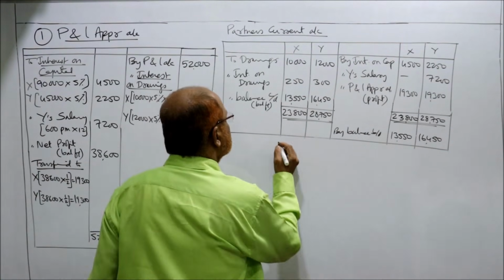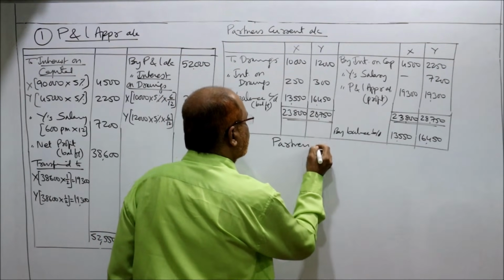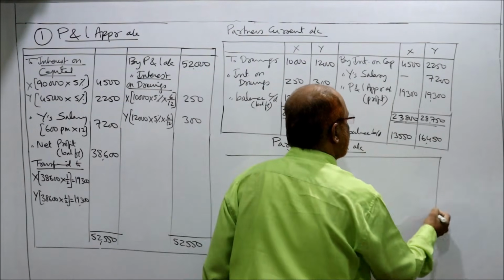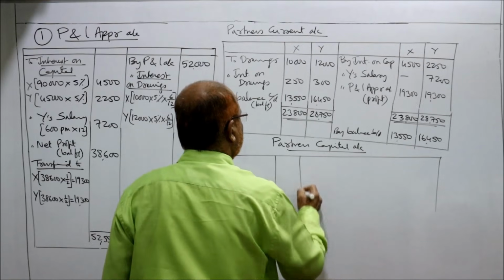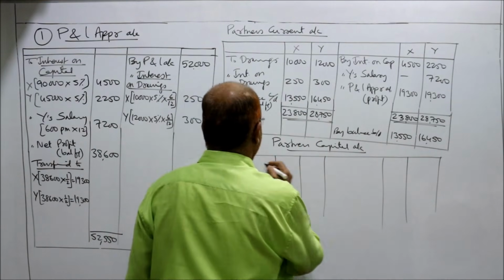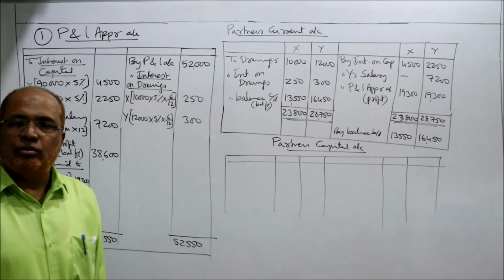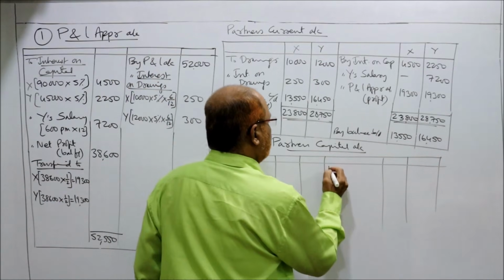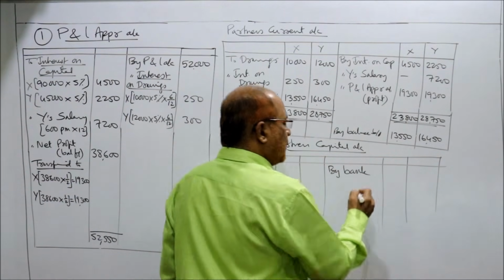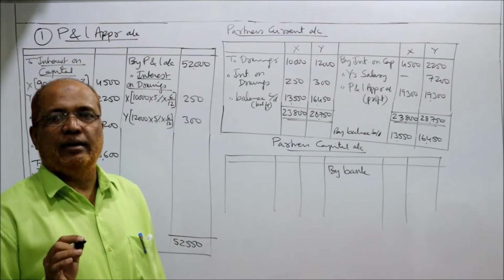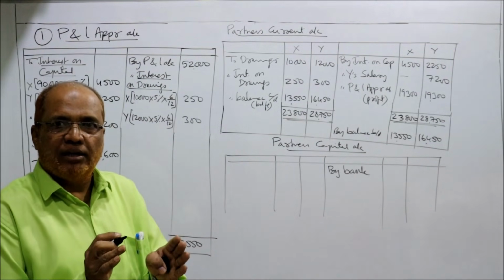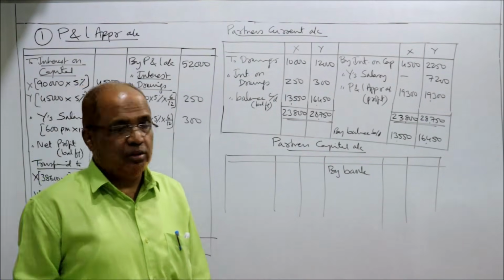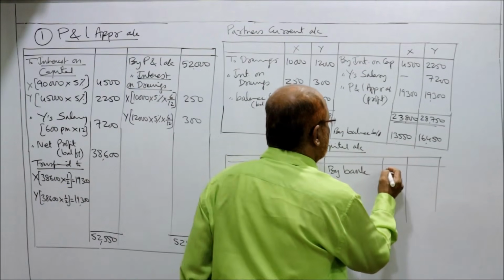Now partners fixed capital account. In partners capital account, the capital will remain fixed from the beginning of the year till end of the year. So by bank, because the business is started in this year only, 1st January business was started, so we'll take to bank. If the business was coming from previous year, we would have taken by balance brought down. So how much was the capital? 90,000 and 45,000.